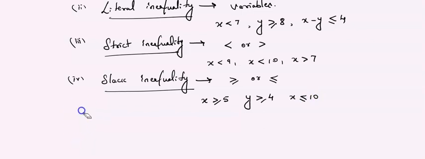I hope you have understood. So the different types of inequality are: numerical inequality, literal inequality, strict inequality, and slack inequality. These are the different types of inequalities.